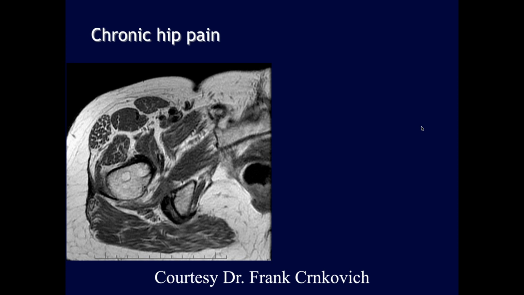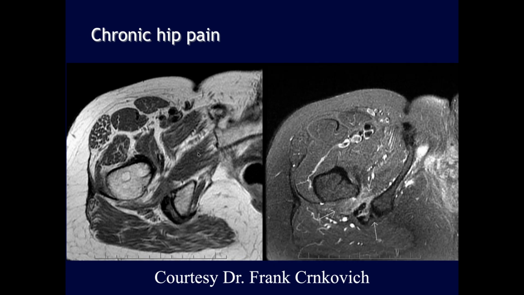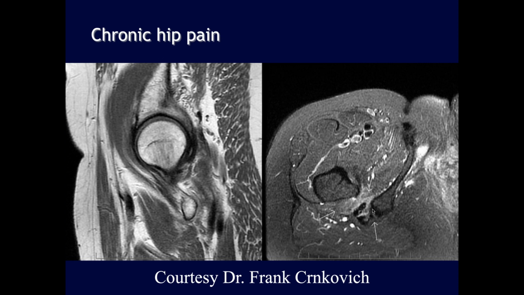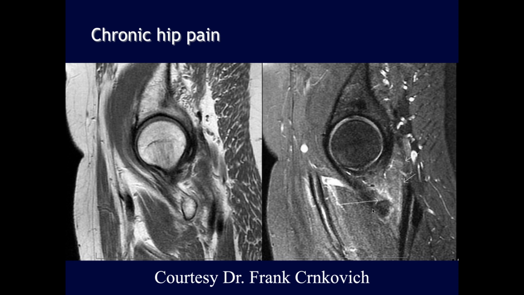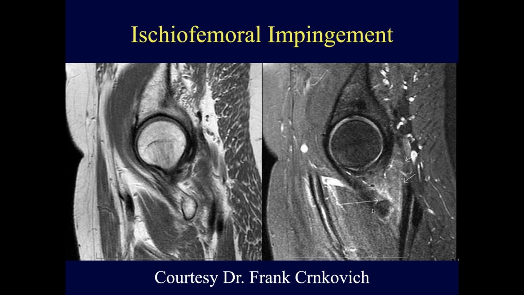Chronic hip pain. This is normal fat. Maybe some mild fatty atrophy of the musculature. Okay, so here there's edema in the quadratus femoris. There might be a decreased ischiofemoral distance, ischiofemoral impingement. There might even be some signal within the hamstring tendons there as well. Quadratus, yeah, ischiofemoral impingement.